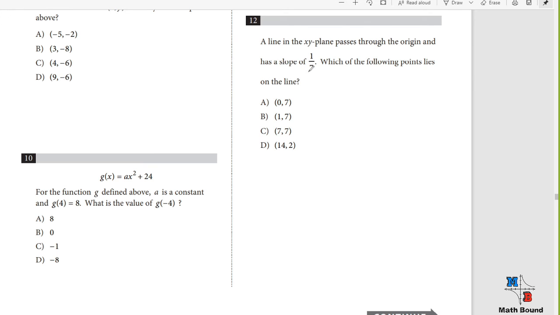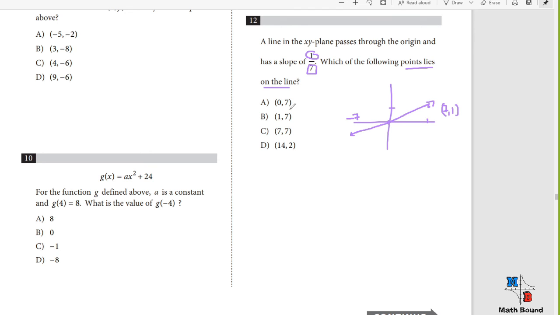Okay, so number 12, we have a line in the xy plane passing through the origin and having a slope of 1 over 7. They want to know which of the following points lie on the line. Well, here's what the line looks like, more or less. Here's the origin. 1 over 7 means that you have a rise over a run, 1 over 7. So you move 1 up and you move 7 units to the right. So the point (7, 1) is going to be on our line.